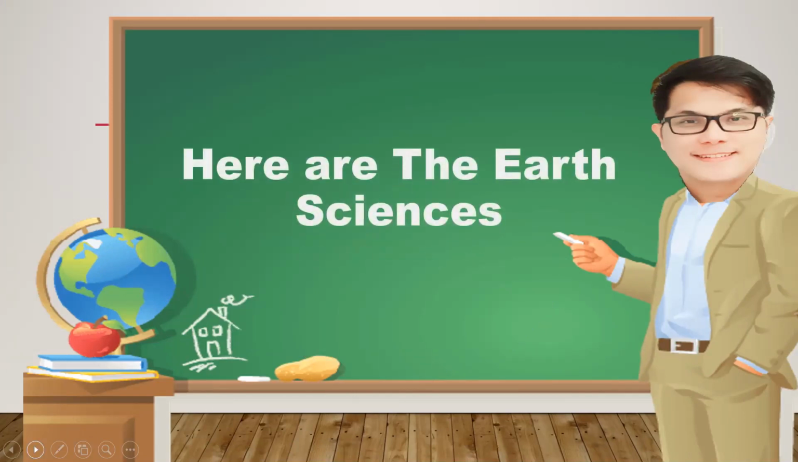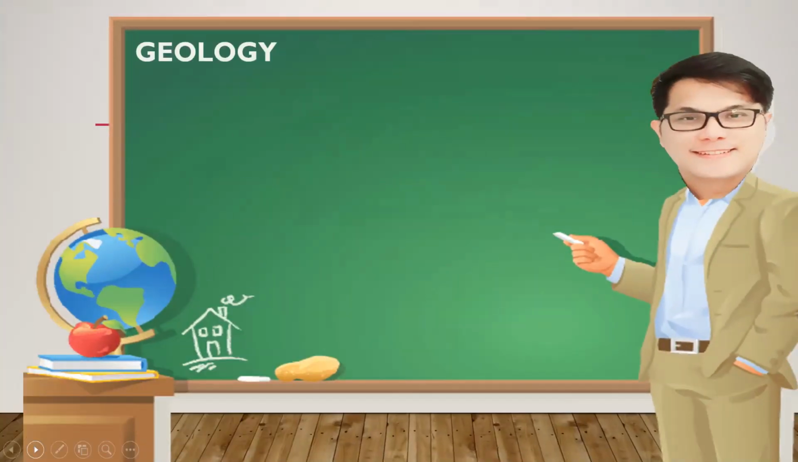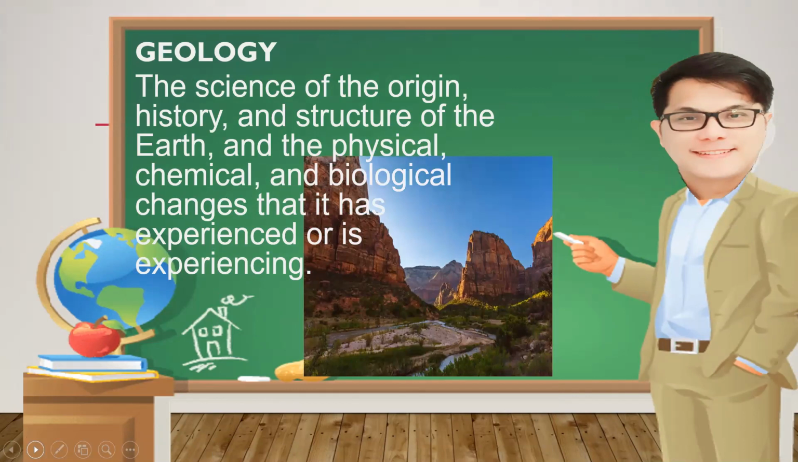Here are the earth sciences. Geology, the science of the origin, history, and structure of the earth, and the physical, chemical, and biological changes that it has experienced or is experiencing. You can see in the picture the Earth's surface, one of the parts of geology.